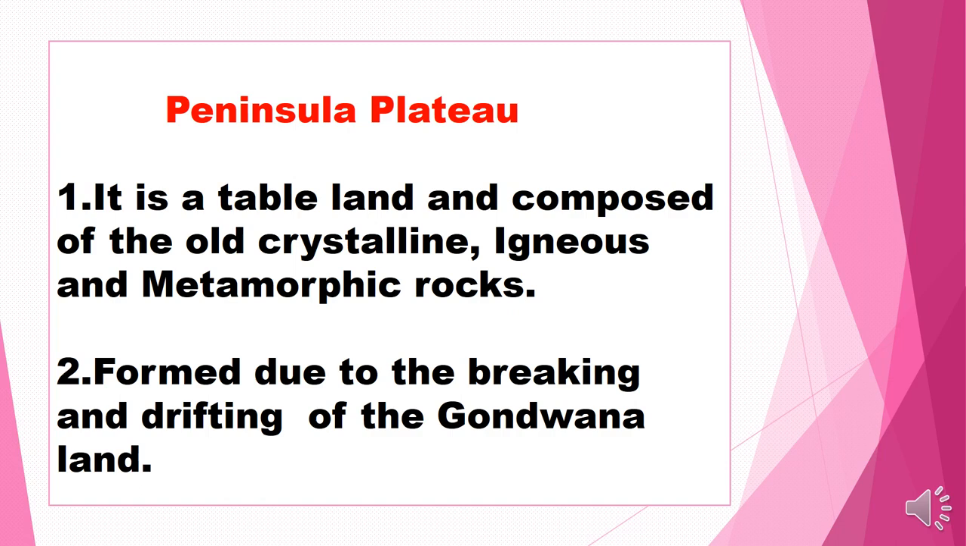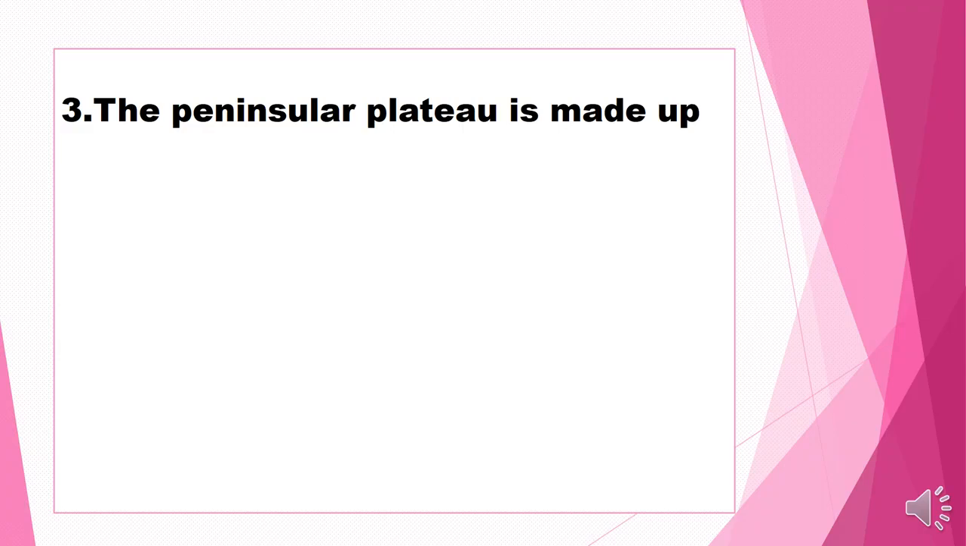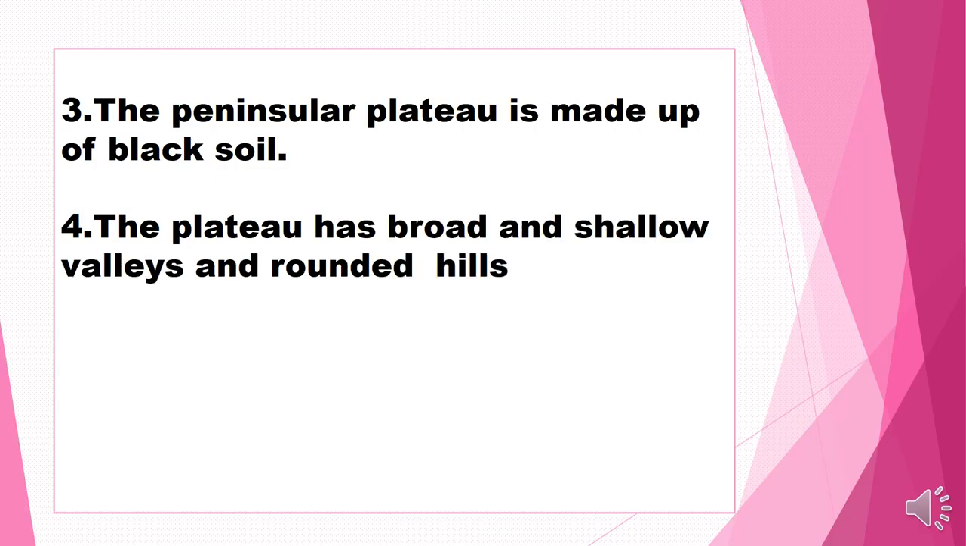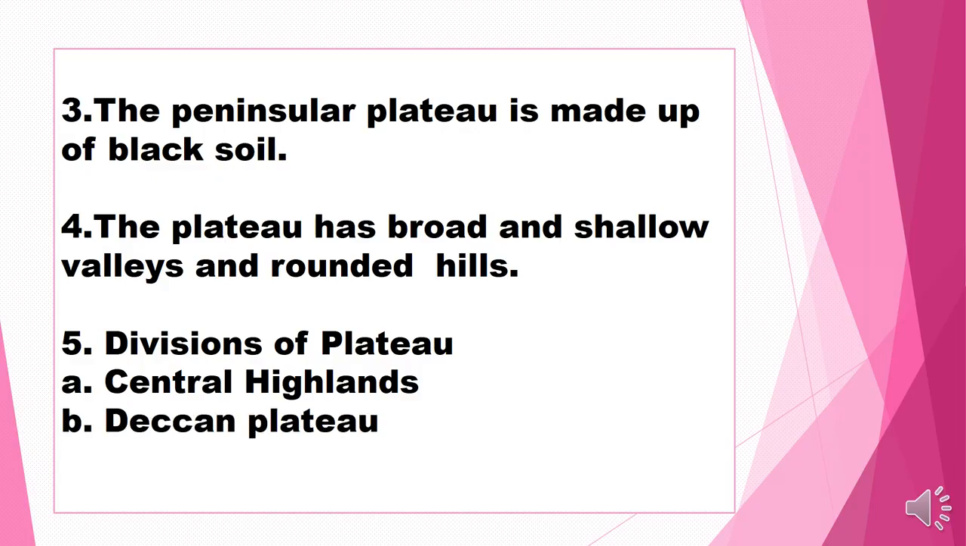The Peninsular Plateau is a tableland structure formed by igneous and metamorphic rock. The next feature is that the plateau is made up of black soil, because this area is of volcanic origin, and when volcanic material cools down it converts to igneous and metamorphic rock. So this area has black soil, and the plateau has broad, shallow valleys and rounded hills. This means the area is covered by wide, not deep, valleys, and rounded hills are found here.